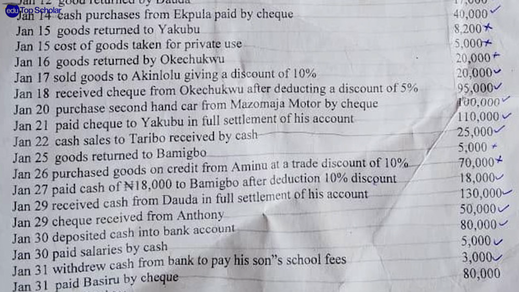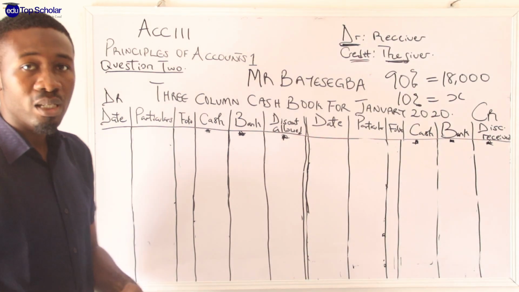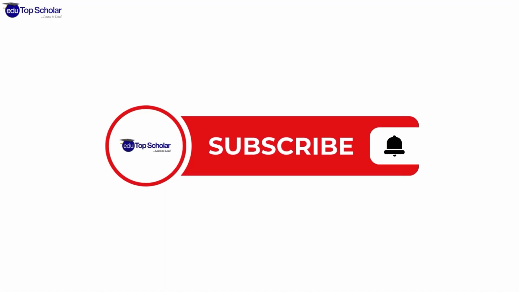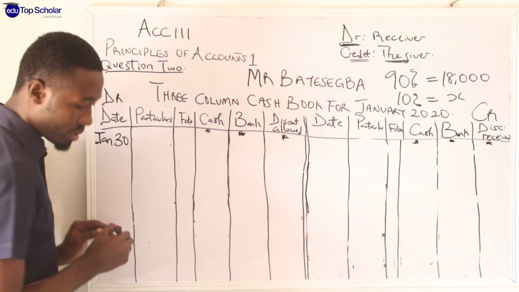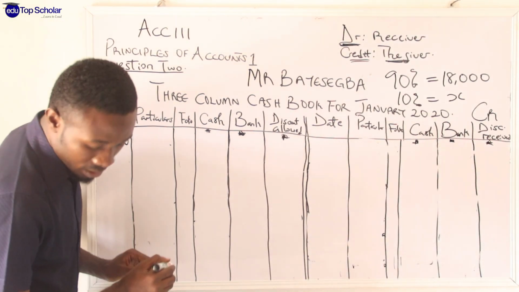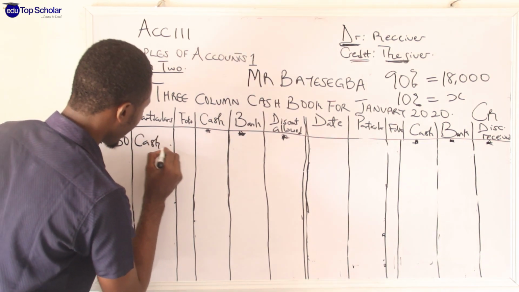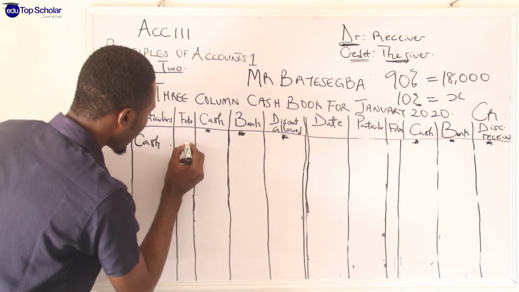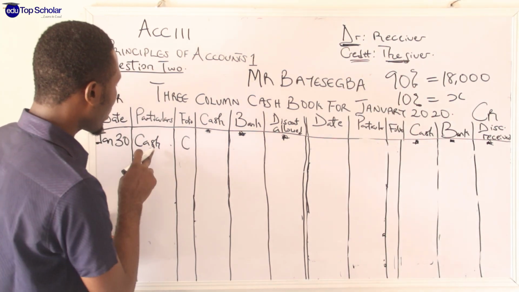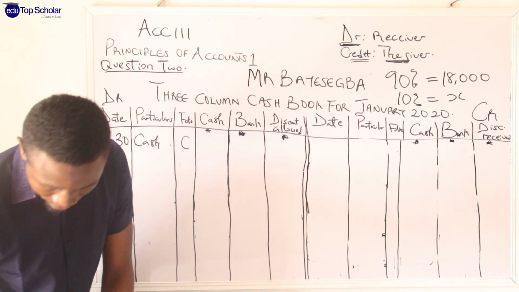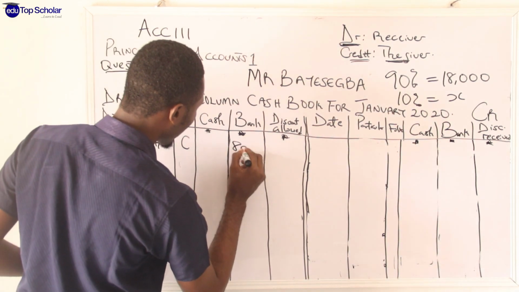January 30, he said he deposited cash into bank, and we've established that this is a contra entry. Contra entries are recorded on both sides of the account, because the money in this case is neither going out of the business nor coming in. So we have January 30. I hope you have written what we had earlier. He deposited cash, which will be recorded as cash on this side because it is a contra entry, and to identify that it's a contra entry we write C, and we have 80,000 naira under bank.